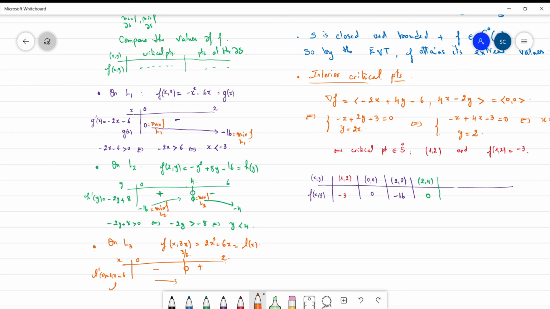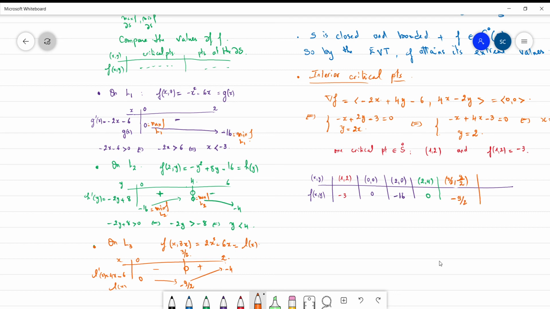So my function L is decreasing, then increasing. At 2 it takes the value minus 4. At 3 over 2 it takes minus 9 over 2. And at 0 it takes the value 0. So clearly this point is important, the maximum value at (0, 0), and it's already here, we don't have to write it again. The only point we need to add is (3/2, 3/2), and the value taken is minus 9 over 2.